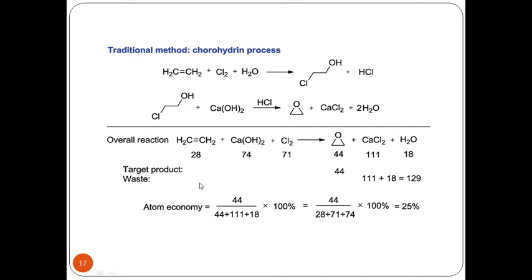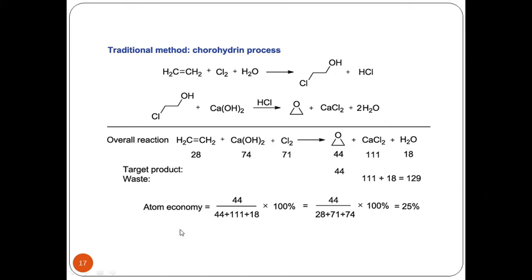So what is my target waste product? 111 plus 18. Why is HCl not my target waste product? Because in the second step I am utilizing this HCl, and hence that is not my target waste. Instead, calcium chloride and water become my target waste.